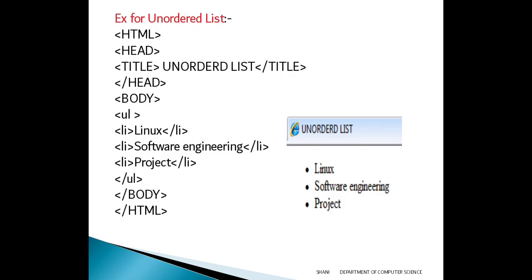Next we have an unordered list, where we have seen that the list will produce the bullet format, right? So here you can see the example: HTML head, title, unordered list, close the head tag, begin the body tag, then you have the UL tag. Here I didn't specify any type. So if you don't specify, by default it takes the circle bullet. Okay, if you specify type equals square, then it gives square bullets.